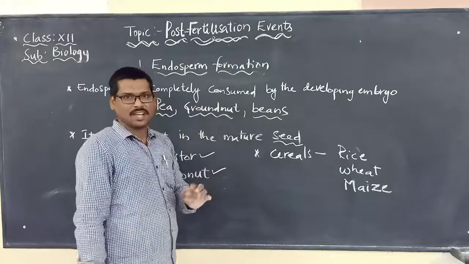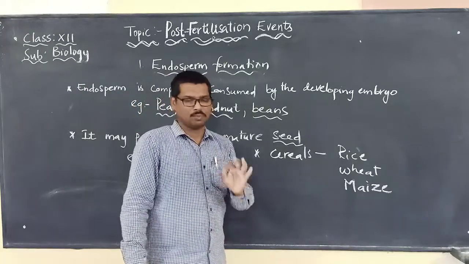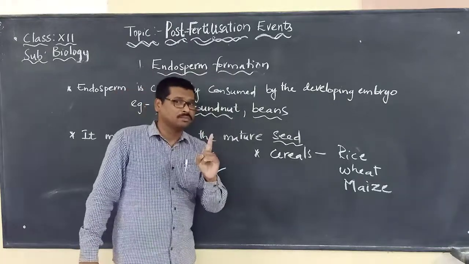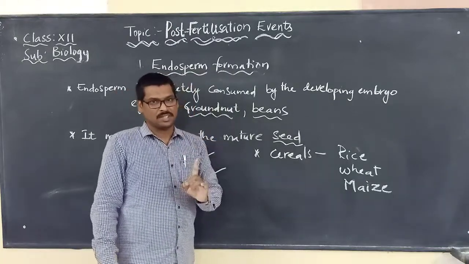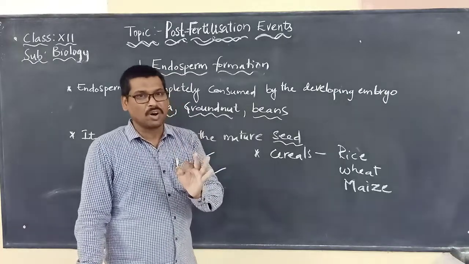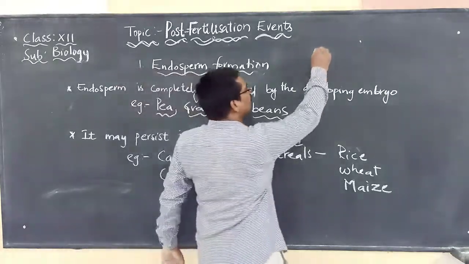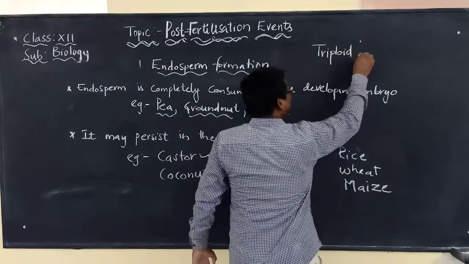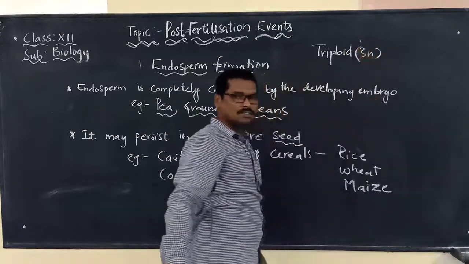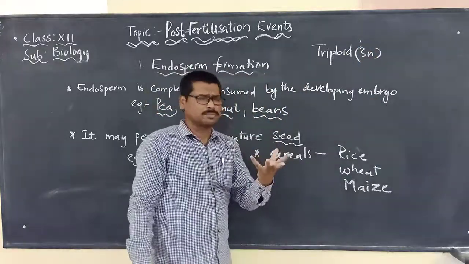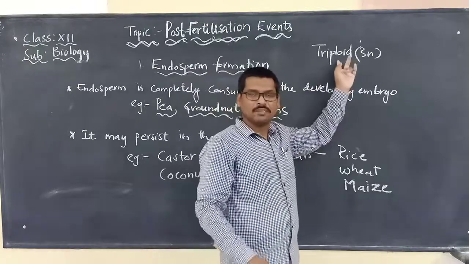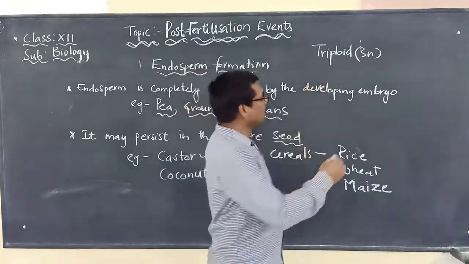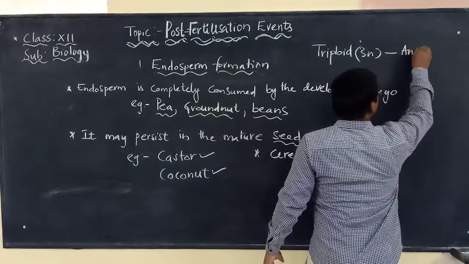But before we end this class, there is one question that we have to keep in mind. Why is the endosperm of the angiosperms triploid? Because we said triploid means it is formed by triple fusion, 3N endosperm cells. All the endosperm cells are triploid only. Why? It should actually be 2N, diploid, but it is not so. This is again observed in the angiosperms.